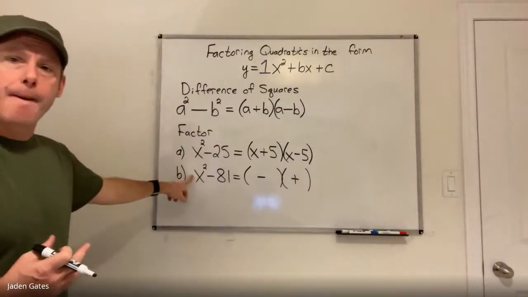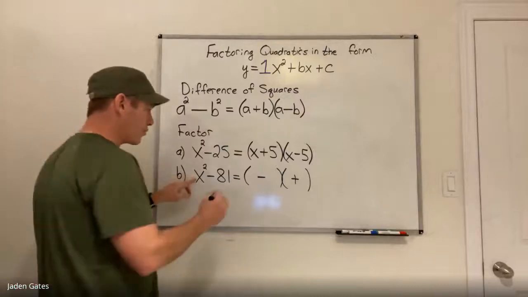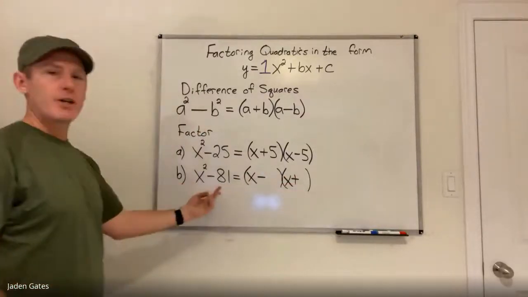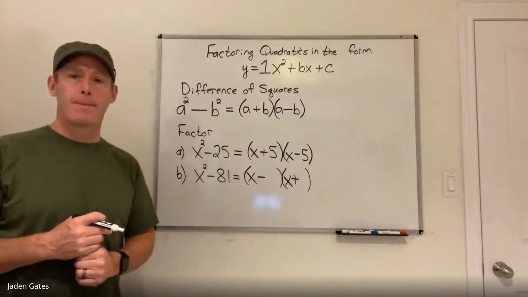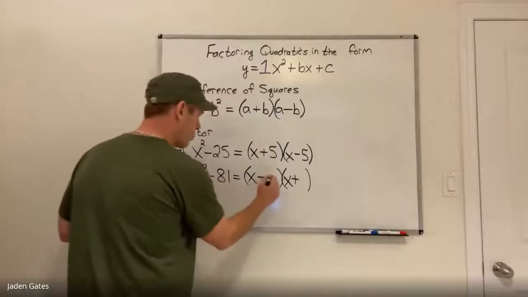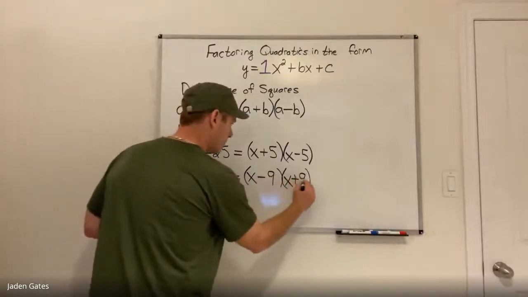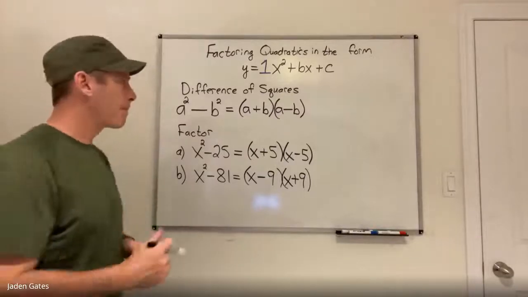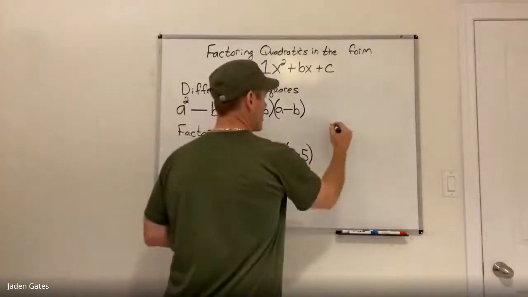The x squared, I square root it, I get an x. First term, first spot. I square root my 81. 9. Second term, second spot. Here we go. All right, now I can step it up here a bit. Let's go C.